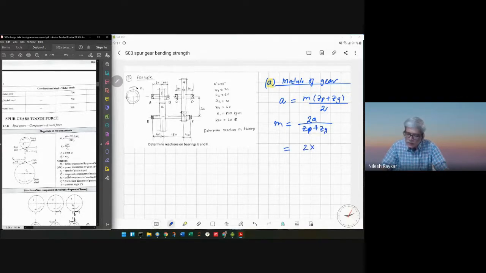So here distance is given as 160. So that is the distance between the two center lines. And for ZP and ZG, you can use either 1 and 2 gear pair or 3 or 4. Both will give you same answer. They have to give same answer. So let me take for the first gear. So it is 20 plus 60. So which gives us module as 4 millimeters.